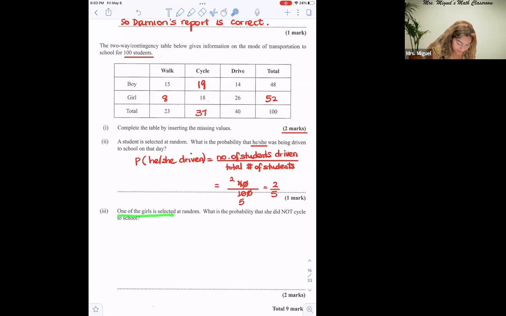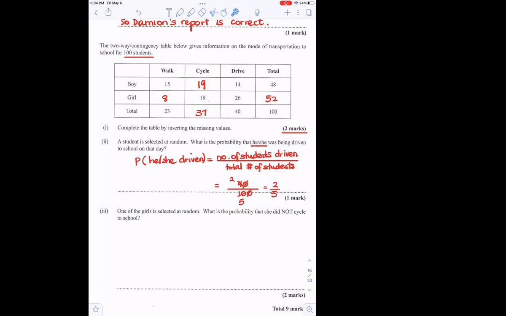One of the girls is selected at random. What is the probability that she did not cycle? So if she did not cycle, how did she reach the school? If she didn't cycle, what mode of transport did she use? The girl didn't cycle. What other modes of transport are there? Walking, children. Walking or driving.